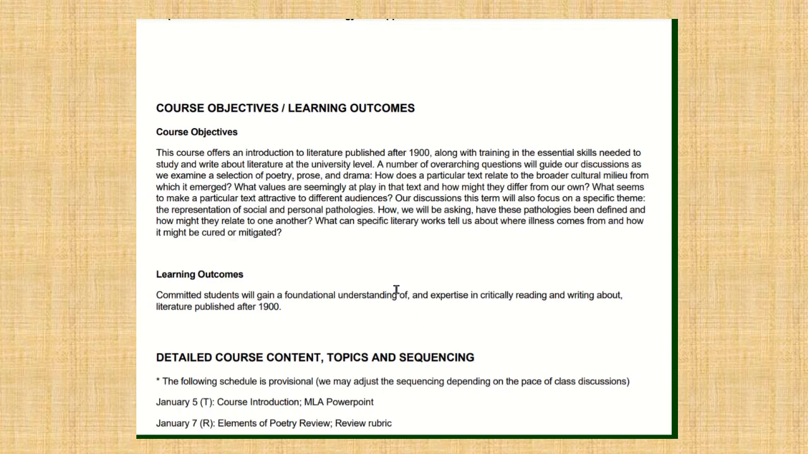Let's see. Our discussions this term will also focus on a specific theme, and that theme is the representation of social and personal pathologies. So, how, we will be asking, have these pathologies been defined, and how might they relate to one another? What can specific literary works tell us about where illness comes from, and how it might be cured or mitigated? So, if you think about that thematic framework of pathologies, or just mental illness in general.